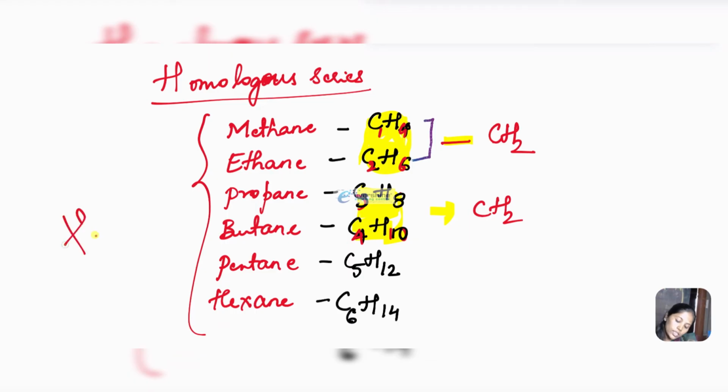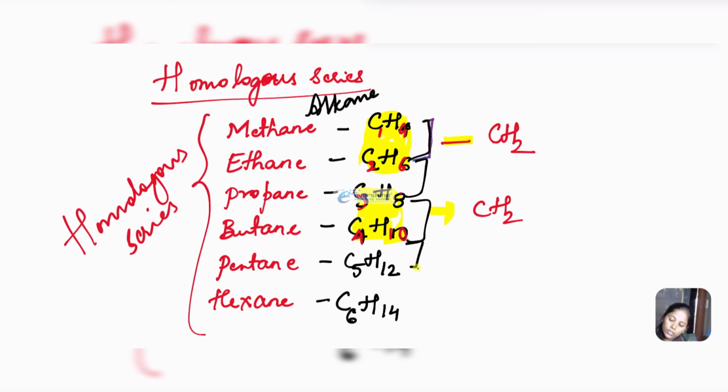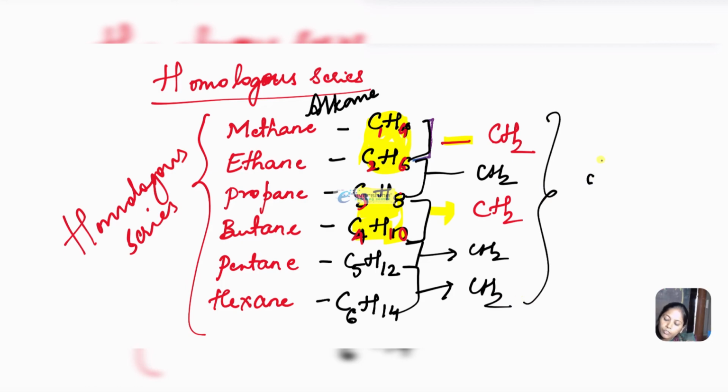Why is this series called a homologous series? Because they all have the same general formula of alkane, but they differ from each other. They differ from each other by what group? CH2 group. Such a family of members which differ from each other by a CH2 group are called a homologous series.